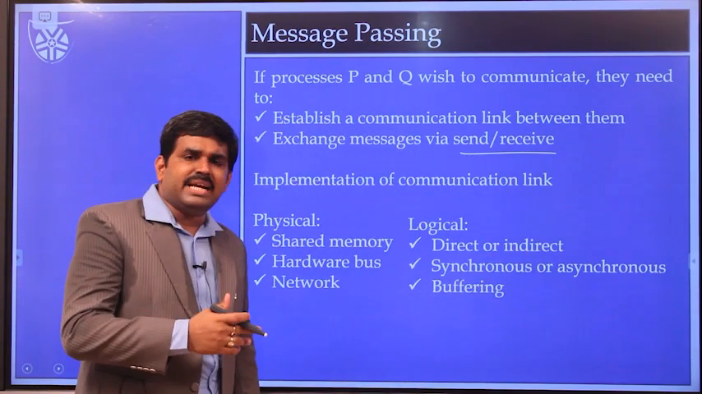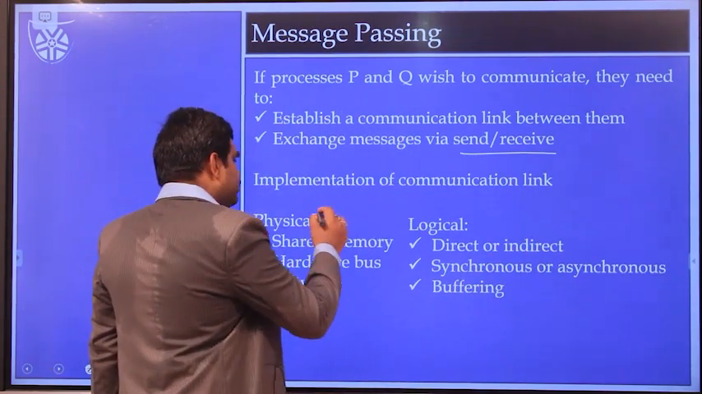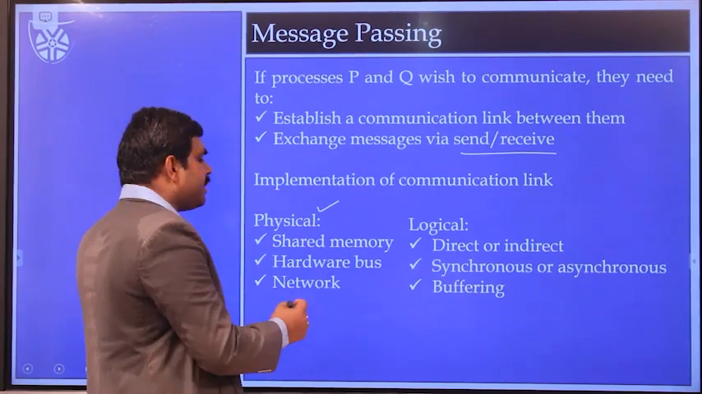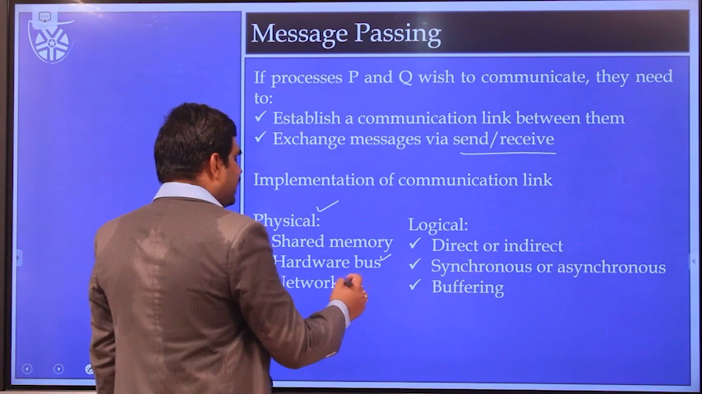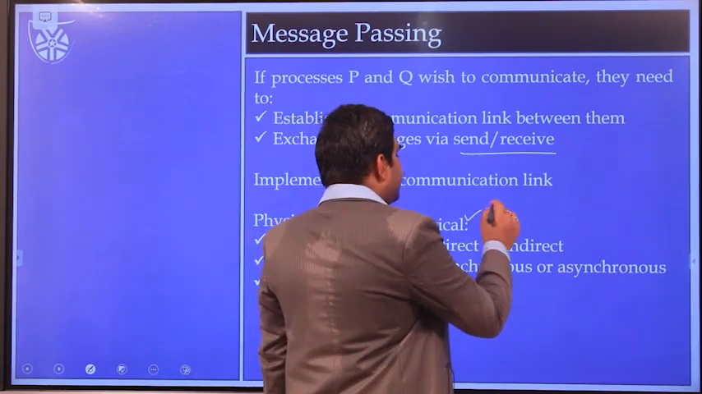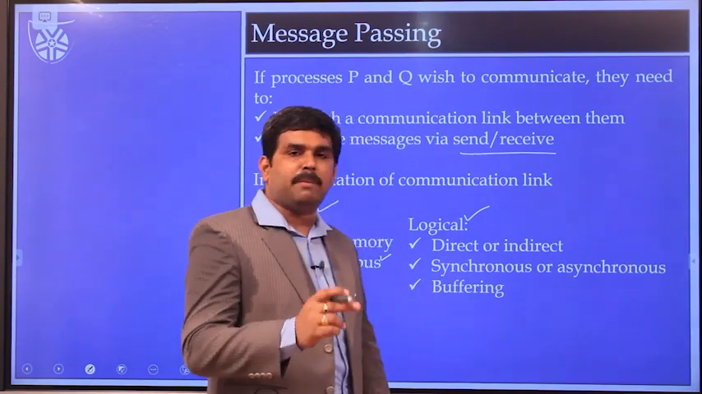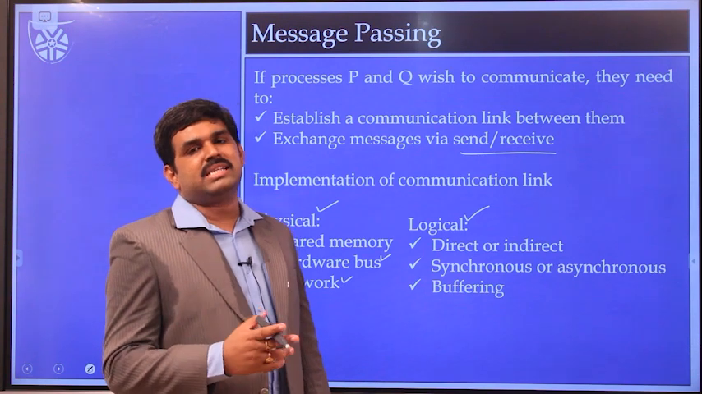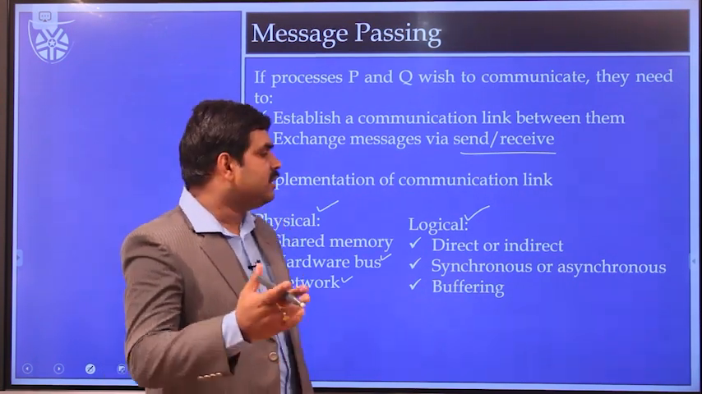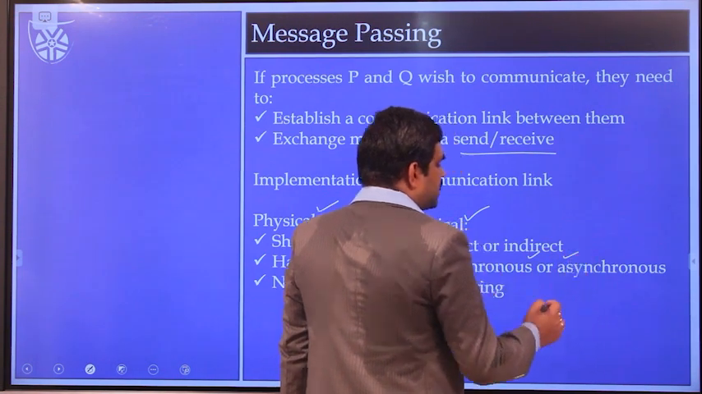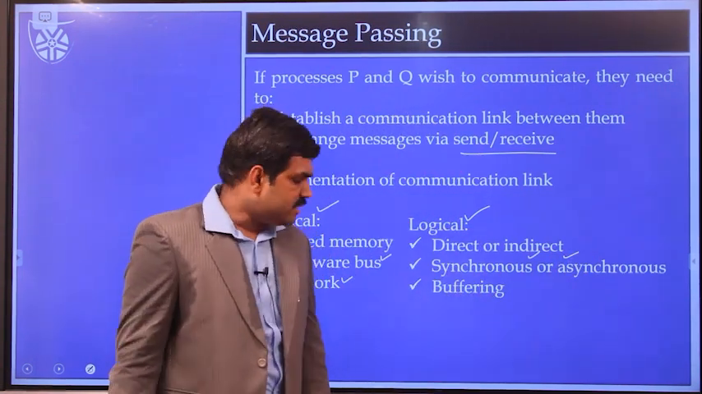In the case of physical communication, physical transmission can be done through shared memory. In the case of shared memory, a hardware bus is required and a network needs to be established among them. But in the case of logical communication, as I said earlier, there are two kinds of possibilities: one is direct communication, the other is indirect communication. In both direct and indirect communication, there are two further possibilities: either synchronous transmission or asynchronous transmission through buffers.